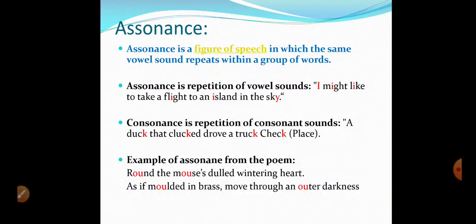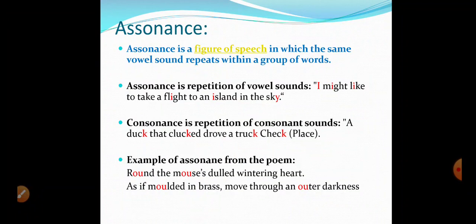Similarly, consonance is the repetition of consonant sounds. For example, we have: a duck that clucked drew a truck towards Chuck. I should have written towards Chuck, forgotten it. So duck, k sound, clucked, k sound, truck, k sound, Chuck. It's the name of a place, Chuck. So the k sound is repeated and they are closer together. It's consonants. So in this poem we have certain words where we see the assonance.